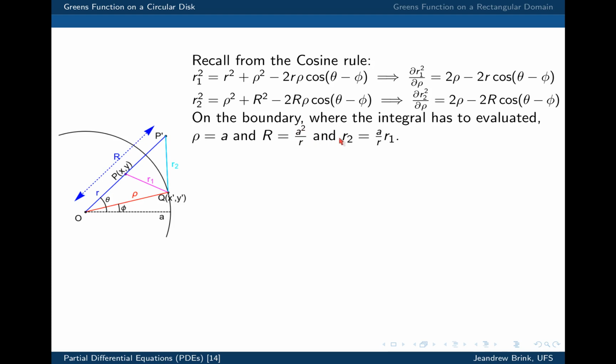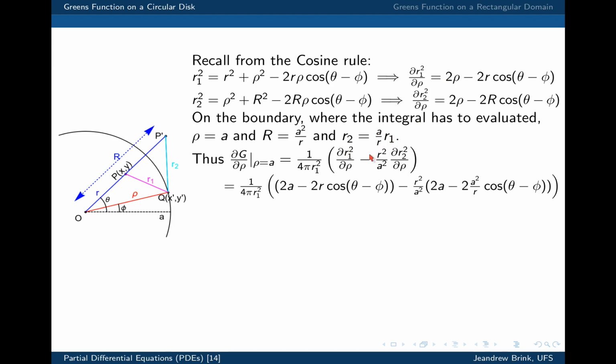And R2 is equal to a over R1. And so you can evaluate dg d rho at rho equals a, which equals this thing. And now you're simply going to put in what these expressions actually are and set rho equal to a. So there they are. And what you then get is this expression, and then you're left with 1 over R1 squared, which is that term. And you're left with exactly the same thing as you derived from Cauchy's theorem.